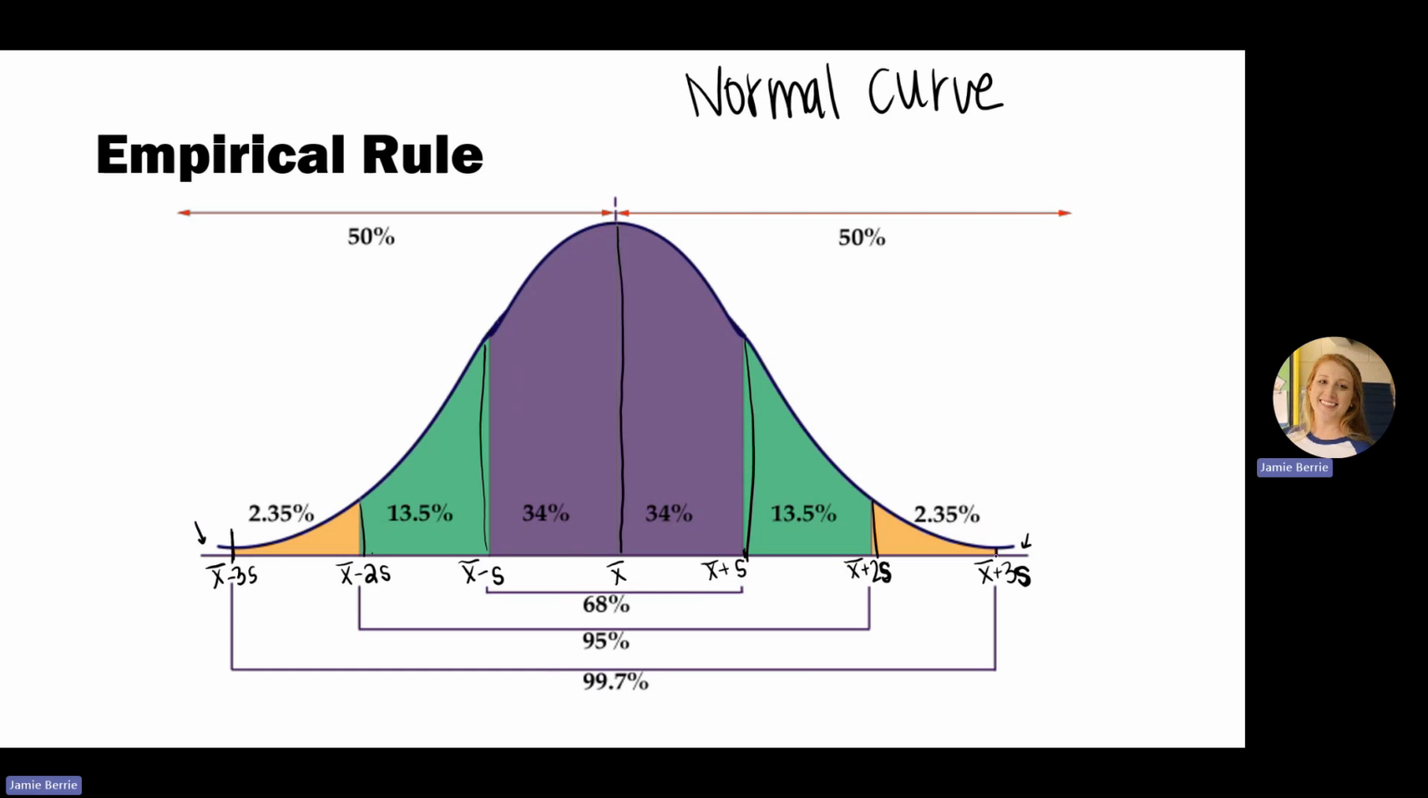All right, so 99.7 is in between three standard deviations. But the 0.3 gets split up between these two tails. So there's 0.15% in the right tail, and there's 0.15% in the left tail, in the lower tail.